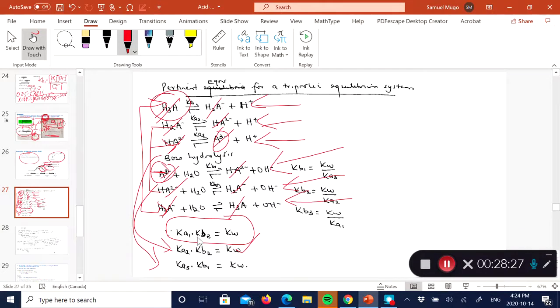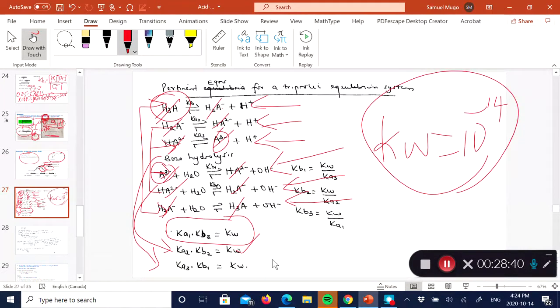The Ka1 multiplied by the Kb3 is equal to the Kw, and so forth. Of course, the Kw is well known, is equal to 10 to the power minus 14, which I assume all of us know that constant, what you call the autoprotolysis constant of water.